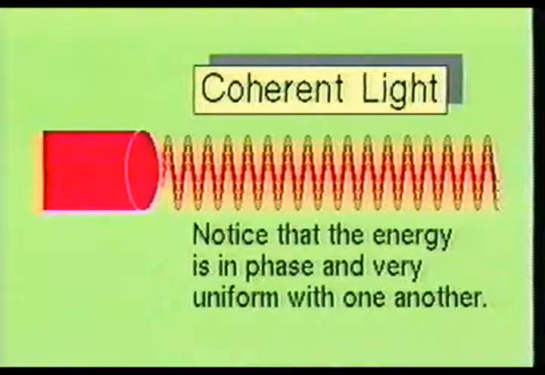Laser light is also coherent. This means that all the frequencies of the single wavelength of the light energy beam are in phase with one another. Since the wavelengths are all in phase, they will tend to stay together for a much longer distance.